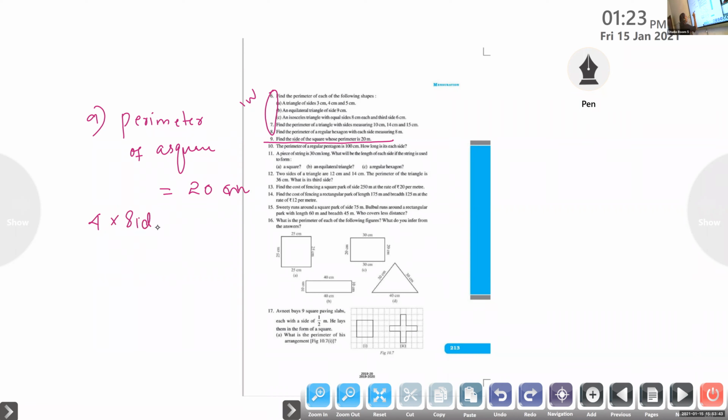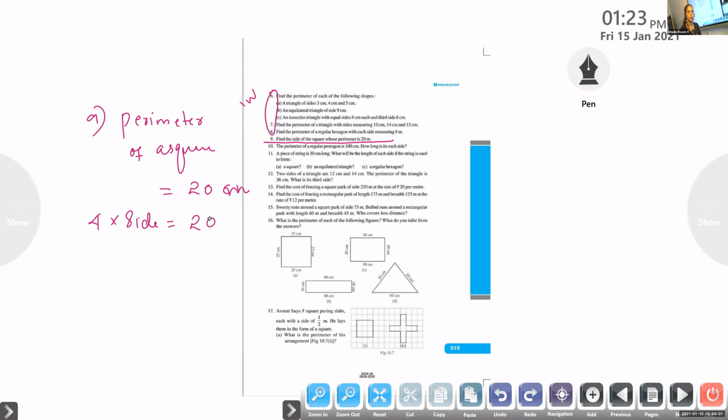See children, you have to think like this. 4 into 20? Ma'am, 4 divided by 20? No, one minute. You listen to me. Here, I already told you the answer is given.